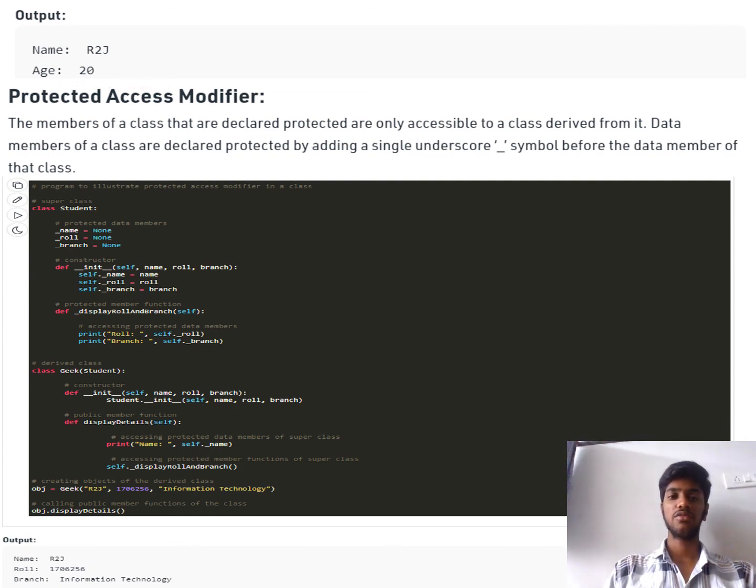Protected access modifier. The members of a class that are declared protected are only accessible to a class derived from it. Data members of a class are declared protected by adding a single underscore symbol before the data members of the class. And this is the code for the protected access modifier. And this is the output.